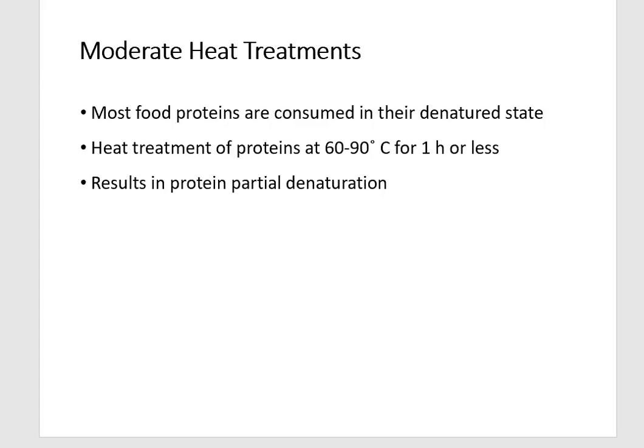Most food proteins are consumed in their denatured state. Moderate heat treatments between 60 to 90 degrees for 1 hour or less result in partial denaturation. Protein denaturation may be desirable or undesirable depending on the circumstances. Let's see them.